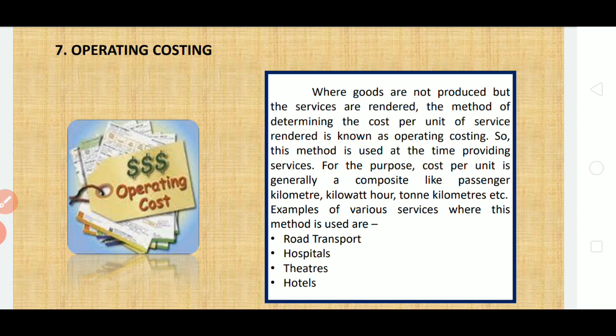Same way, in an electricity company, the cost per unit will be kilowatt hour. Two units again, kilowatt and hour. So it's a composite unit. Third, ton kilometers. If you are in goods transportation, you transport goods, then it can be found out with the help of cost per unit ton kilometers. That means again two units are composite, ton and kilometers.